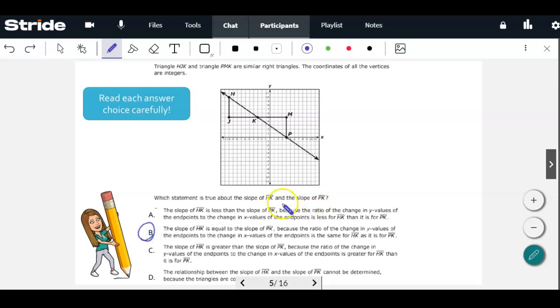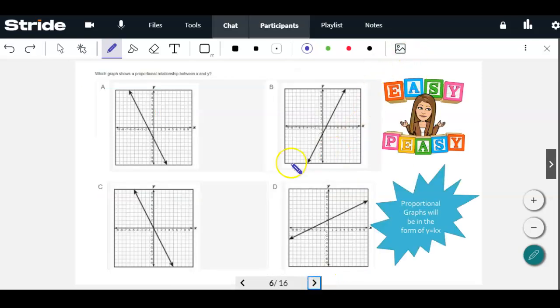So on this one, it's B. This one was wrong because it says less than. This one is wrong because it says greater than. And this one says it cannot be determined. That's not true. Next, which graph shows a proportional relationship between x and y? All you have to do is look for the graph that goes through the origin. This one does not. This one does. And if you look at the other two, they do not. So the answer is C.